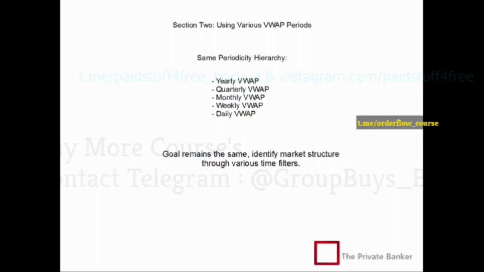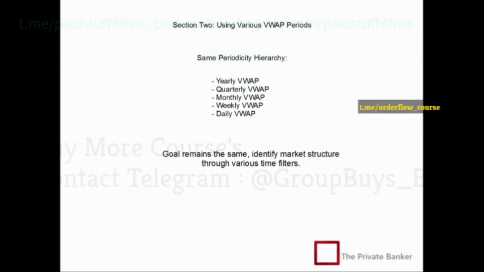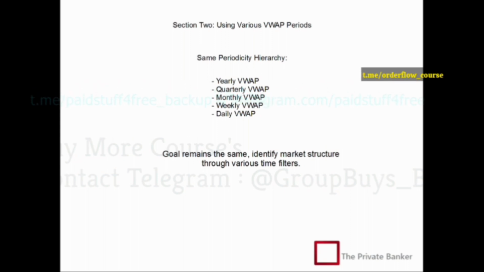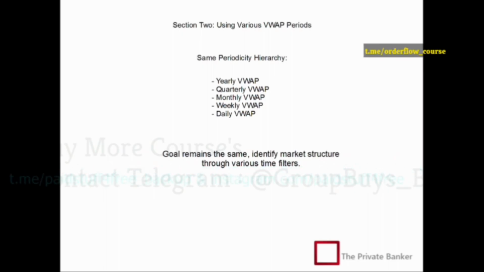So with that general concept being known, let's start talking about section 2, which is using the various VWAP periods. With VWAP, I assign the same periodicity hierarchy. I start with looking at the yearly VWAP, the quarterly VWAP, monthly, weekly, and lastly the daily VWAP.